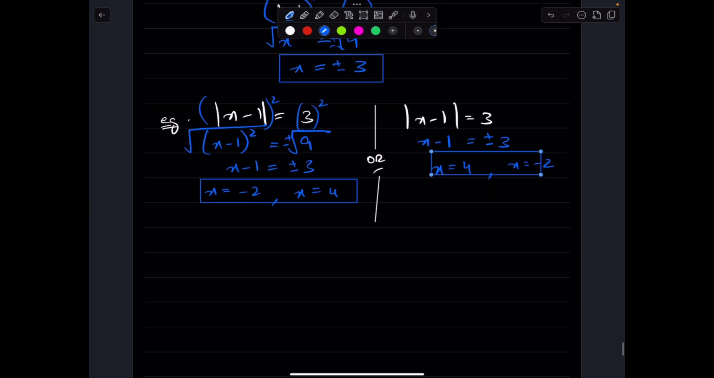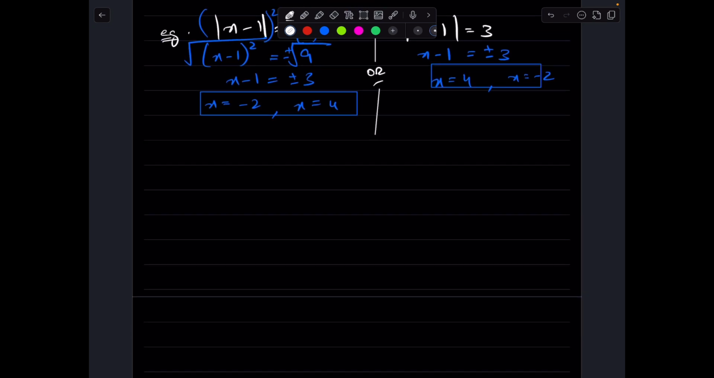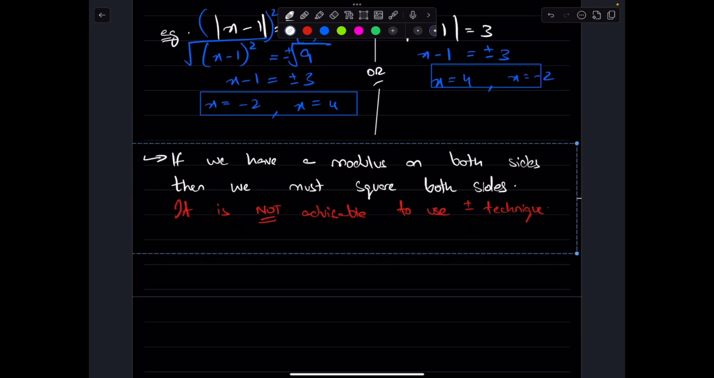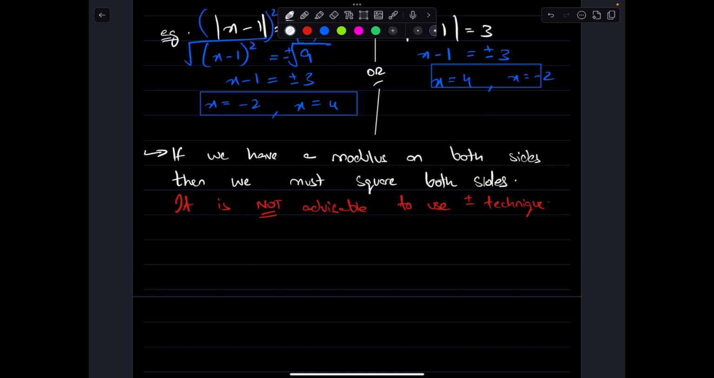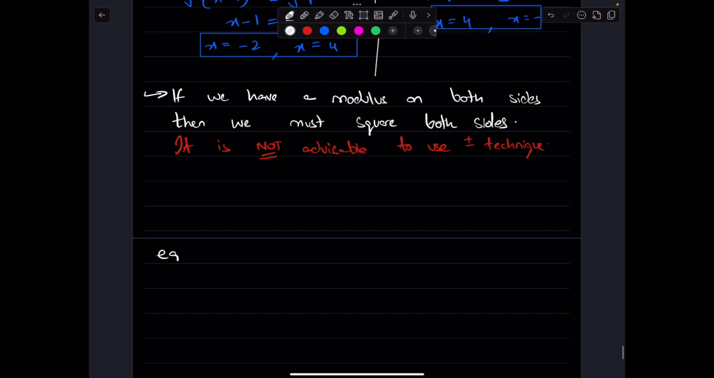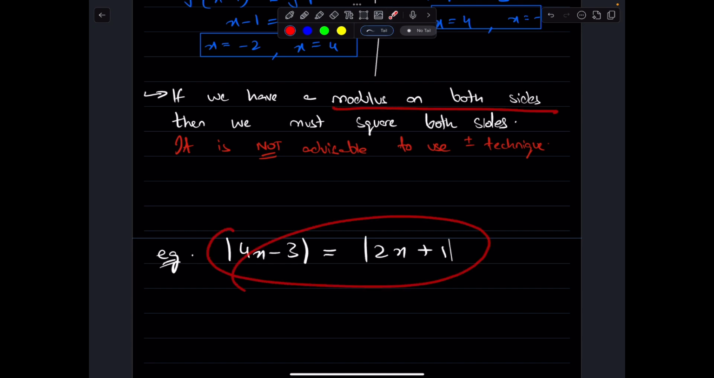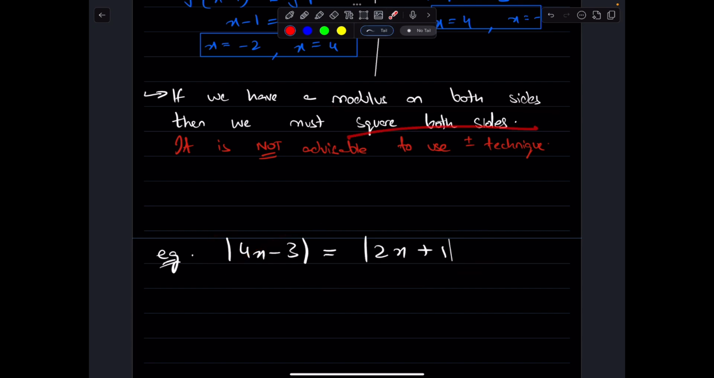So when can we only use the squaring both sides technique? If we have a modulus on both sides, and that example, or rather question, will look something like this: 4x minus 3 inside the modulus equals 2x plus 1, also inside the modulus. So how do we solve this? We have a modulus on both sides, so we'll square both sides. It's not advisable to use a plus minus sign here.